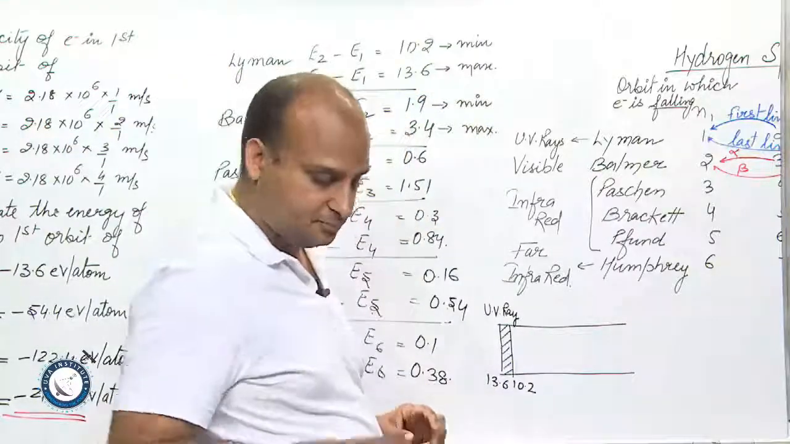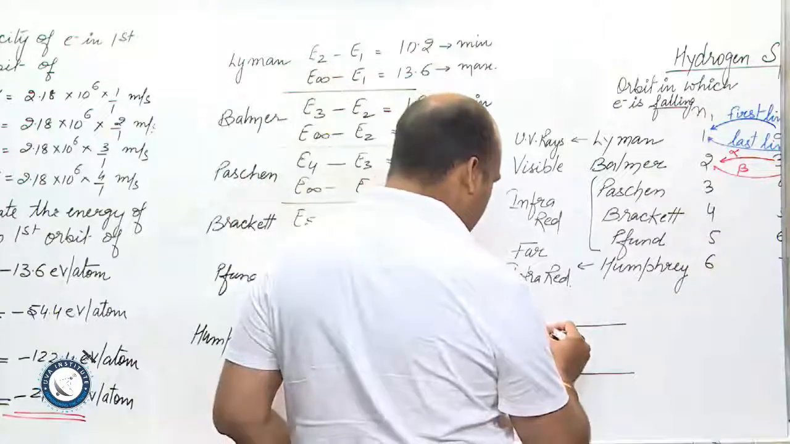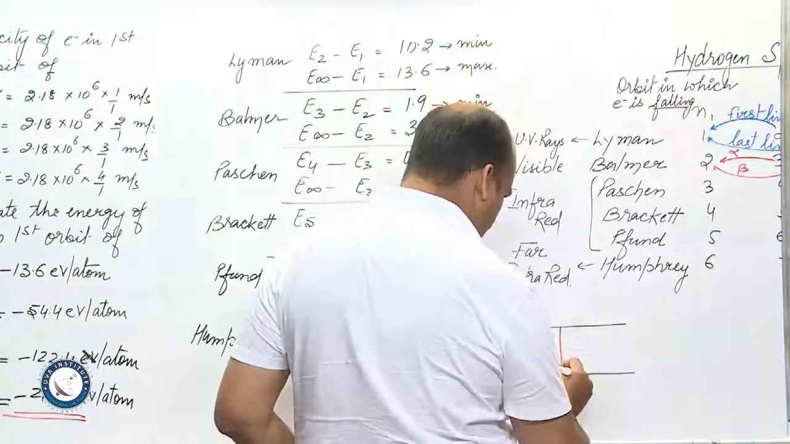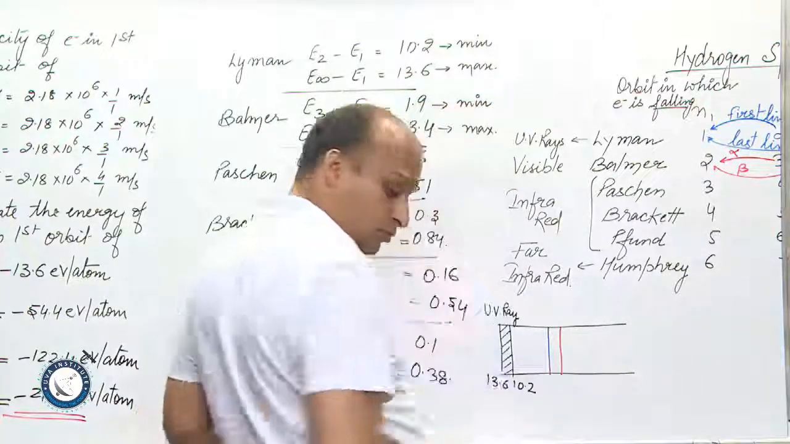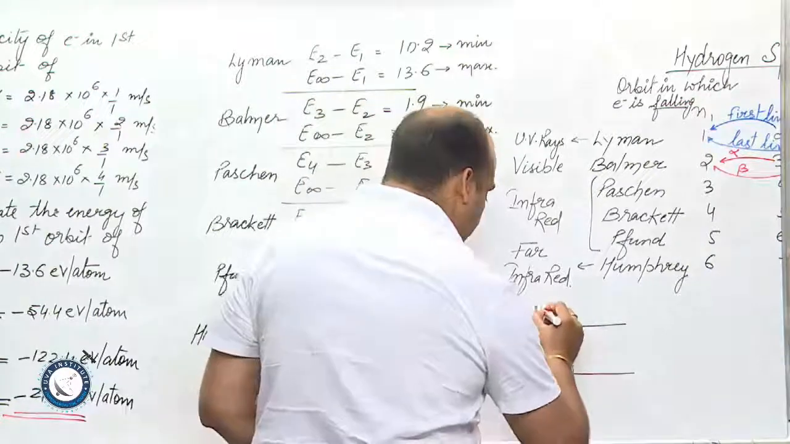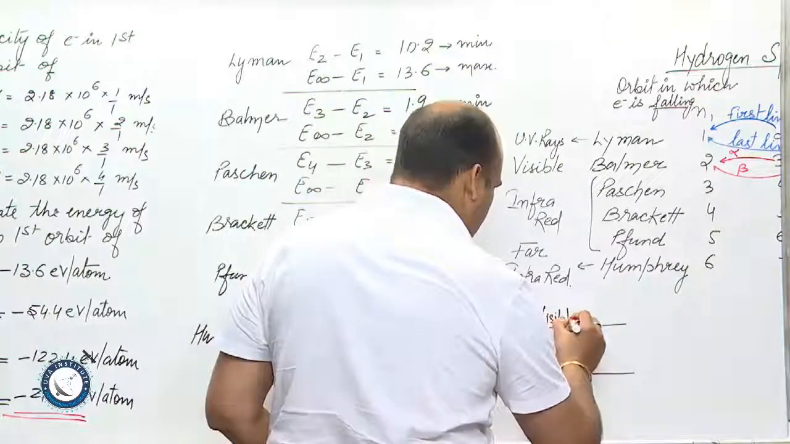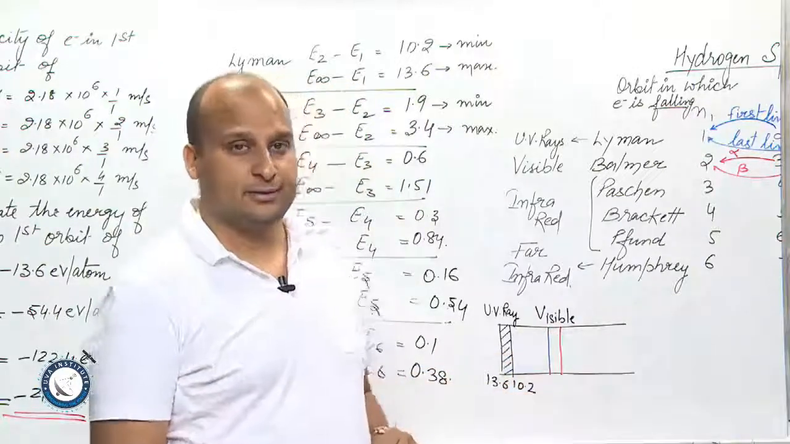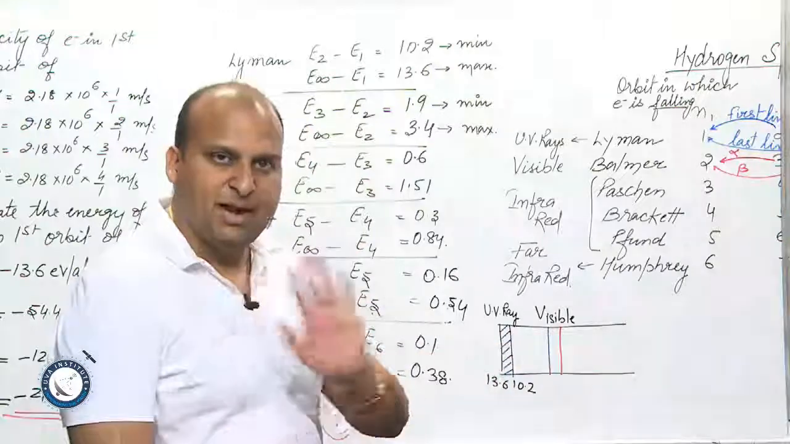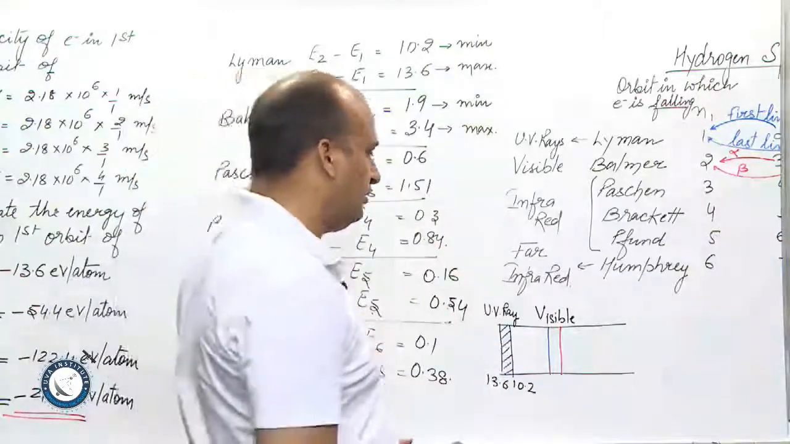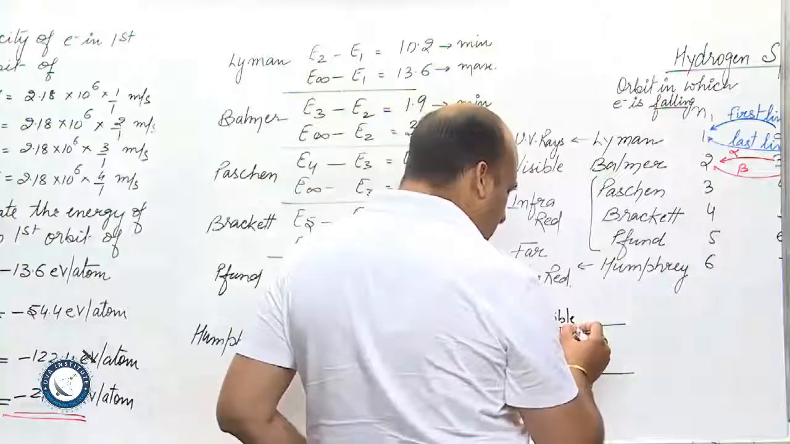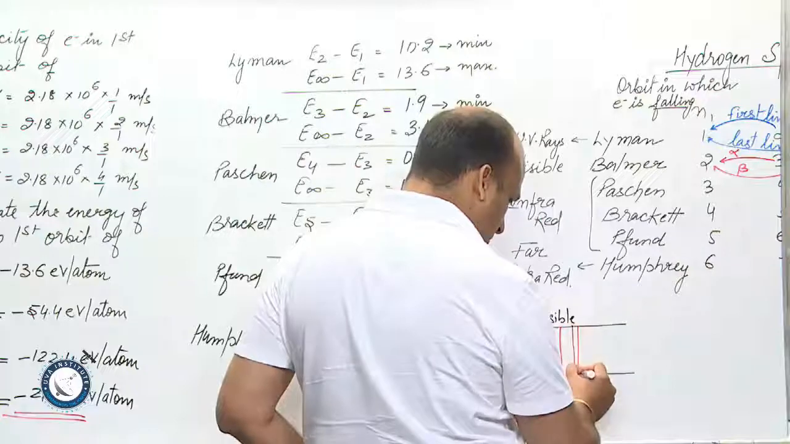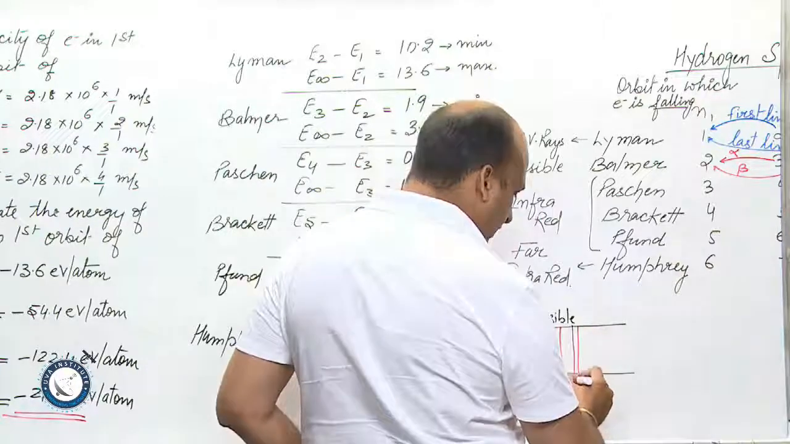So here, what is this? This is visible. VIBGYOR, from violet to red. What is this? This is simple blackness, nothing will be there in between. And then after some distance, this is infrared.